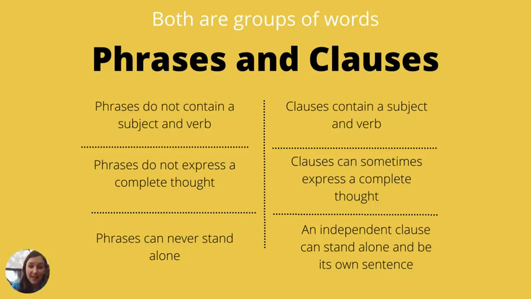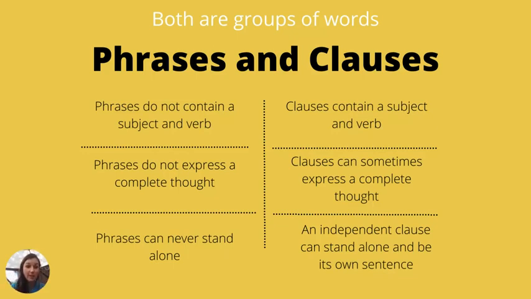Now we have clauses. What's the difference? Well, a clause contains a subject and a verb. So if it just has one, it's probably a phrase. But if it has a subject and a verb, it's called a clause. We'll talk about independent and dependent clauses a little later on in this semester. Clauses can sometimes express a complete thought, and clauses can be independent, which means that they can stand alone as its own sentence. Notice the similarity is both phrases and clauses are groups of words.